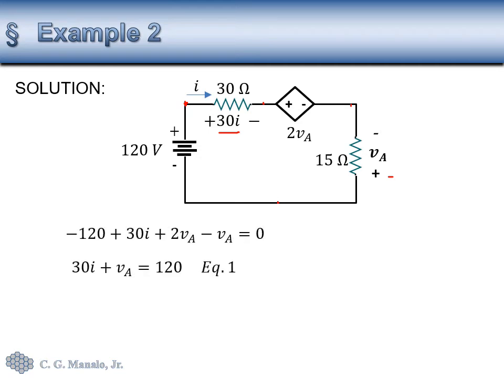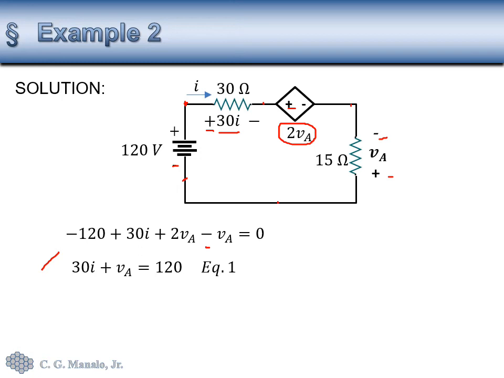So writing the KVL equations, starting here, that would be negative 120 plus 30I plus 2VA. So the magnitude of this voltage is 2VA minus, because there's a minus sign here, VA equals 0. And we can simplify that and tag that as our equation 1.